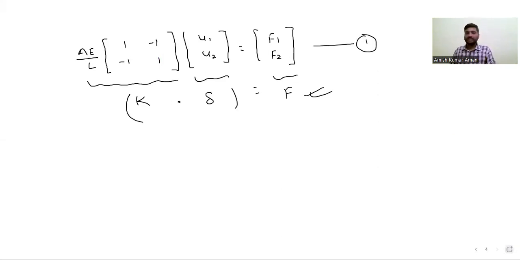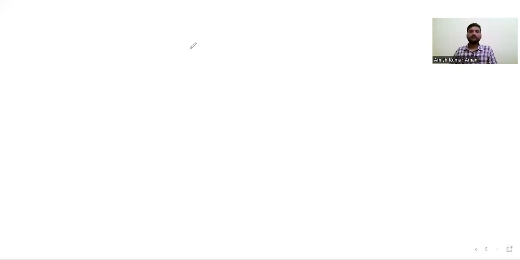So let's take the next case now, case number 3. Same bar element only, but this time I am going to vary the area of cross section. These things we discussed in the first lecture: how to select the nodes, sudden change in area, the point where the load is acting. Just go through the first video, that will be helpful.